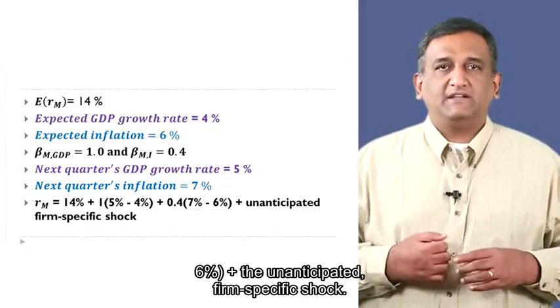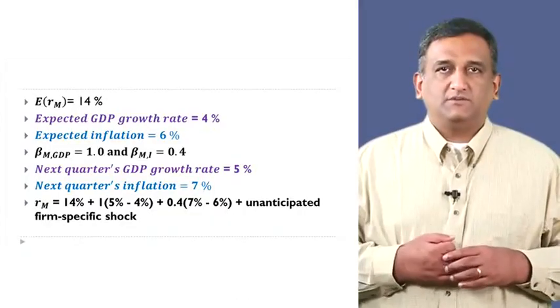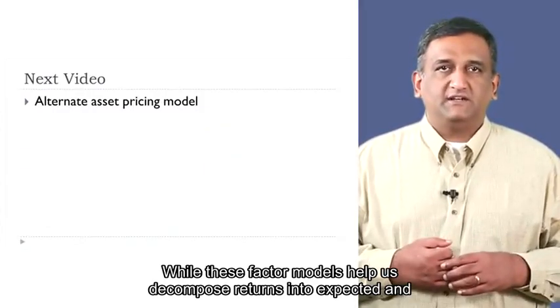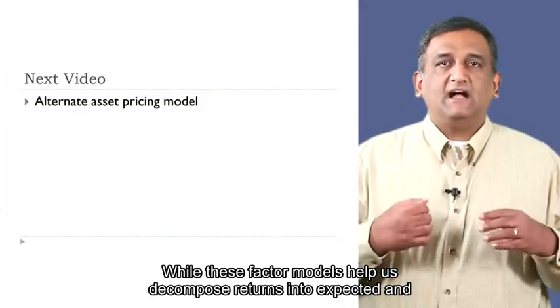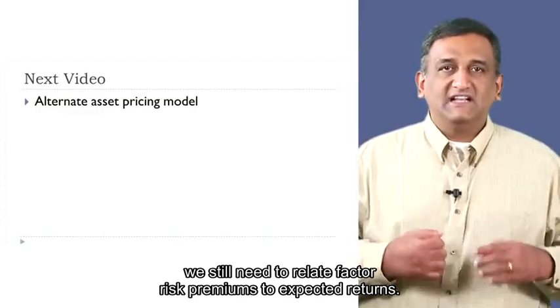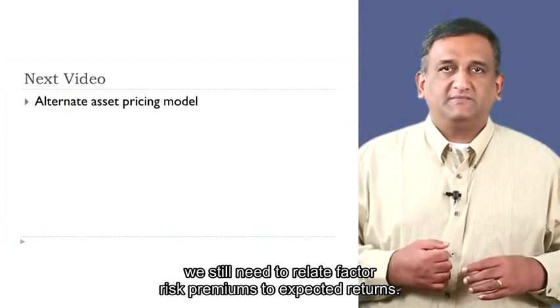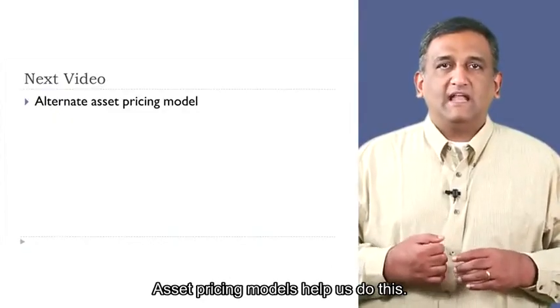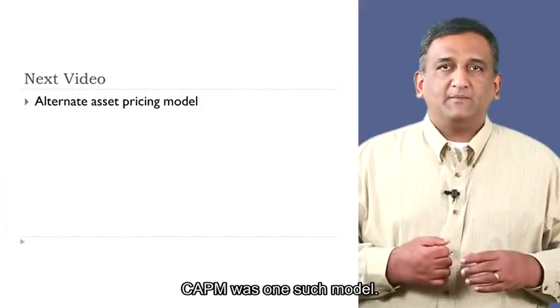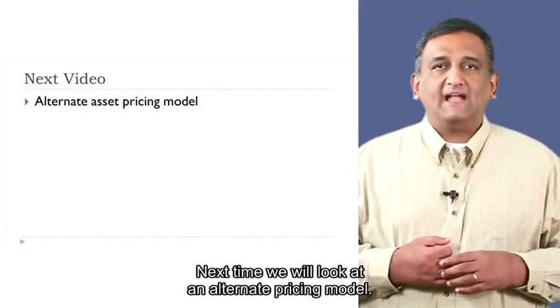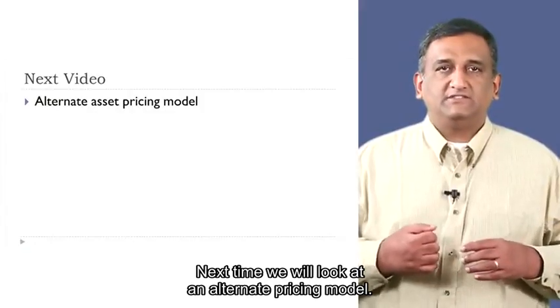the unanticipated firm-specific shock. While these factor models help us decompose returns into expected and unanticipated parts, we still need to relate factor risk premiums to expected returns. Asset pricing models help us do this. CAPM was one such model. Next time, we will look at an alternate asset pricing model.